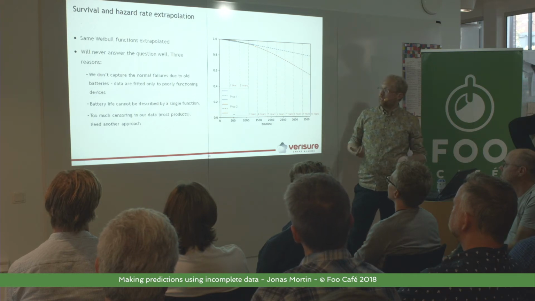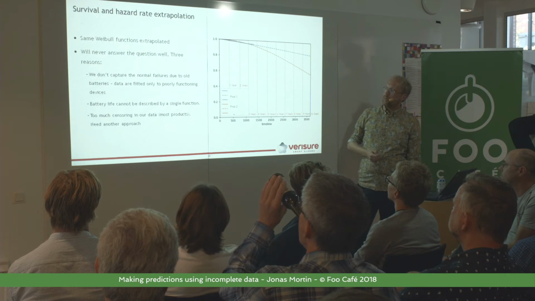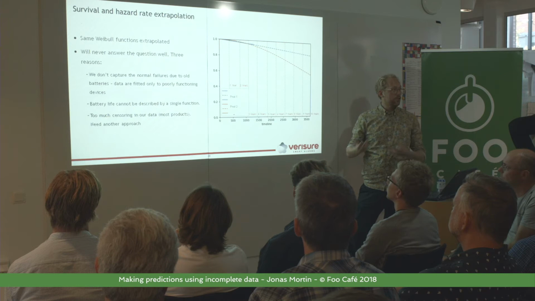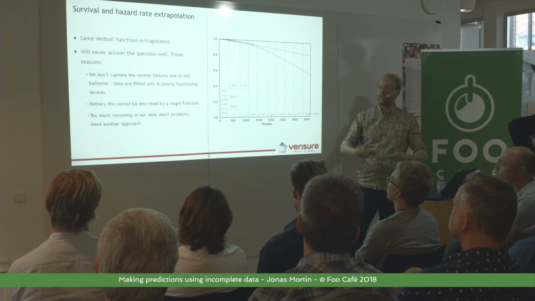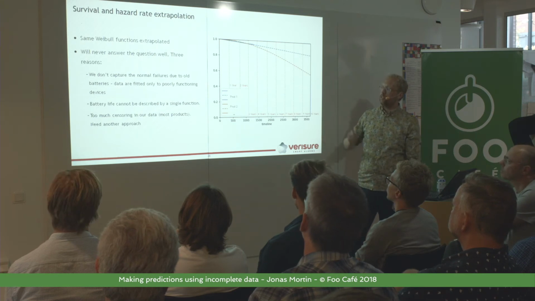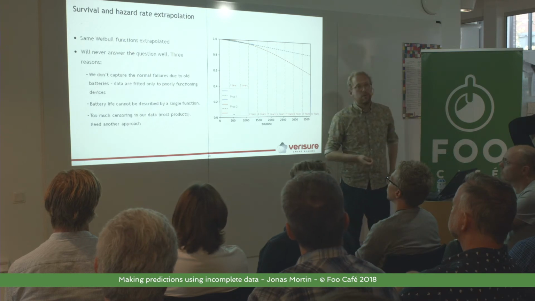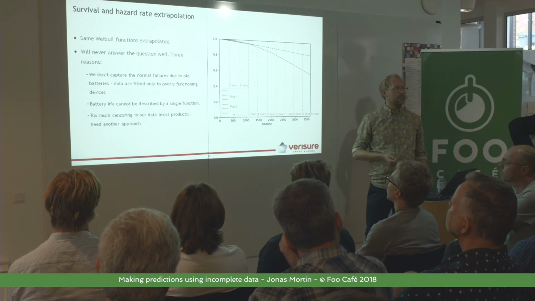And the reason for that, there are 3 reasons primarily, because we can't answer the question in this way. One is that we don't capture the normal failures due to old batteries. Like I mentioned earlier, we have a subpopulation that die early. They're malfunctioning units, most of them. So this is what we use to fit the data to. And battery life cannot be described by one single function. And also we have too much censoring in our data.